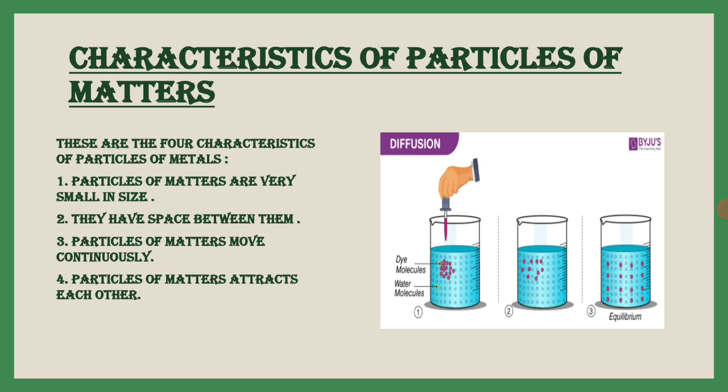Characteristics of particles of matter. These are the four characteristics of particles of matter. Point 1. Particles of matter are very small in size. Point 2. They have space between them. Point 3. Particles of matter move continuously. Point 4. Particles of matter attract each other.